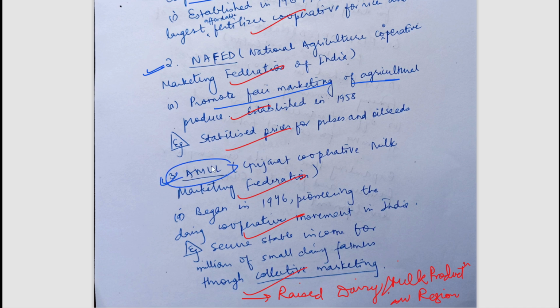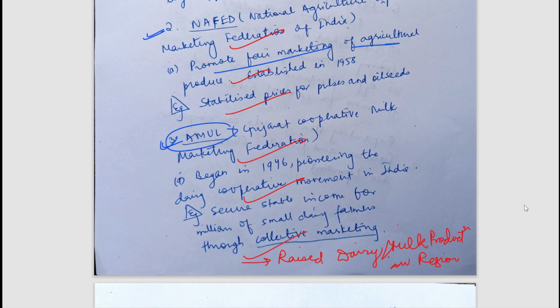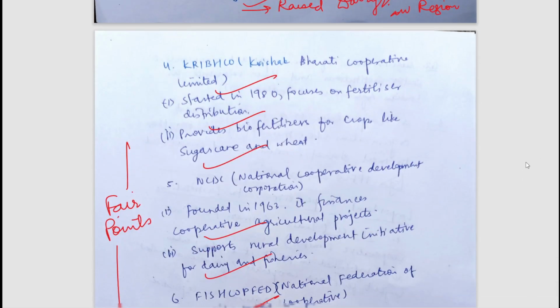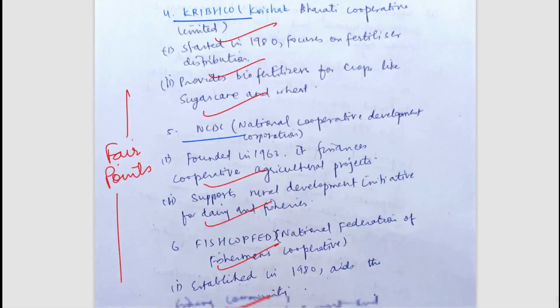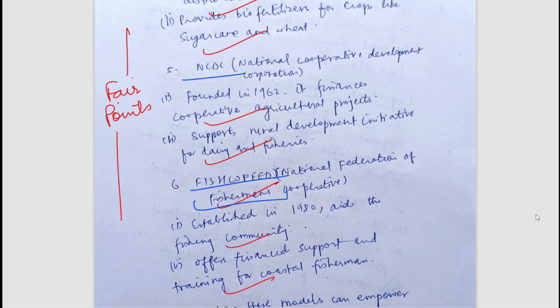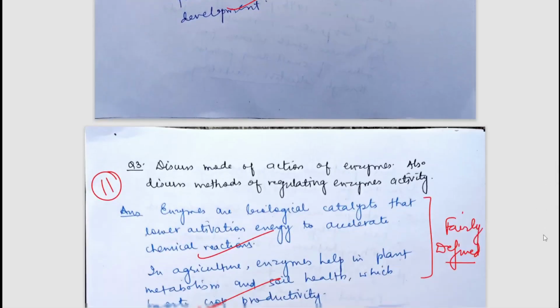Amul is another great institution, has a great role in the dairy industry, raised the dairy and milk production of the region, and now it is almost in every part of the country. KRIBHCO, another good cooperative. We have NCDC, then we have Fishcopfed. Okay, and this Fishcopfed is generally related to fishermen, that is aquaculture. So, very well written points. You can simply pause and read the answers. Now, let's move to the next question.